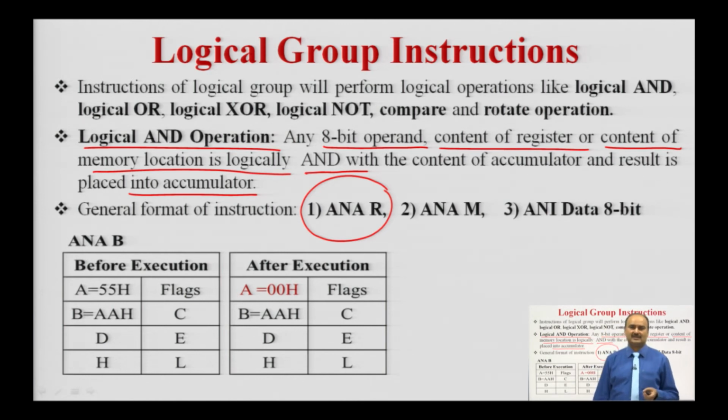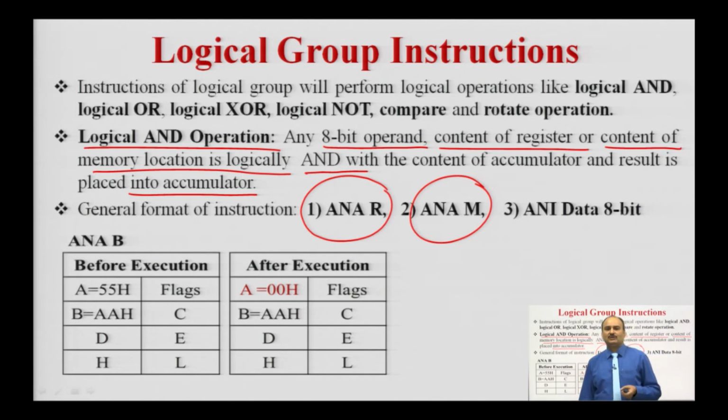In place of register R, we can use all general purpose registers, that is register B, register C, register D, register E, register H, and register L. Next example is ANA M. Here this M will indicate that this is the memory. The address of the memory location is indirectly specified by the HL register pair.